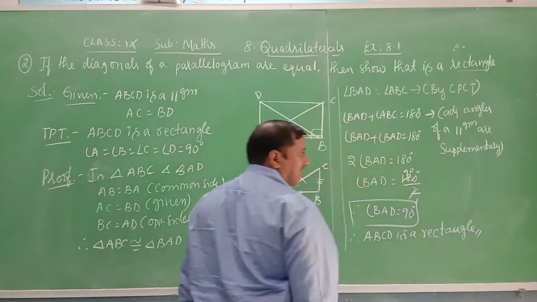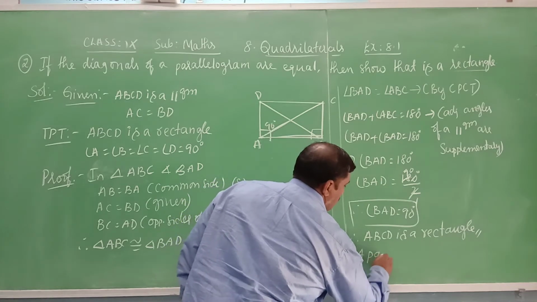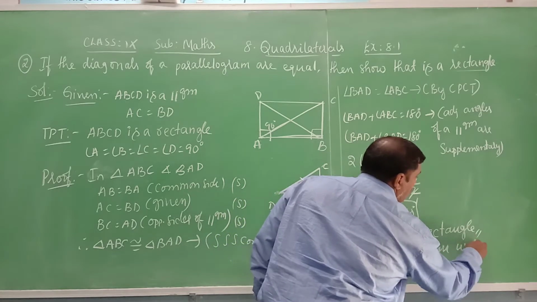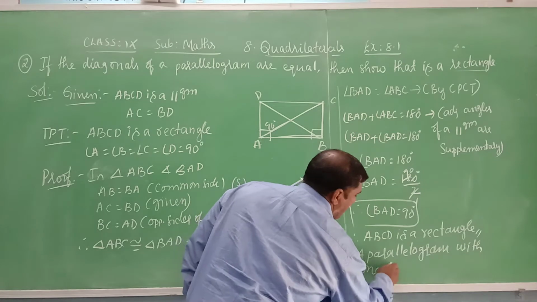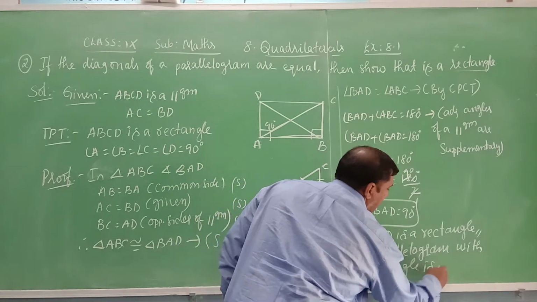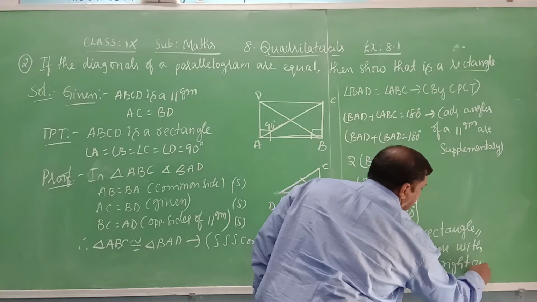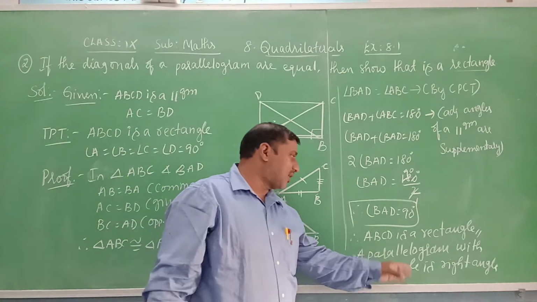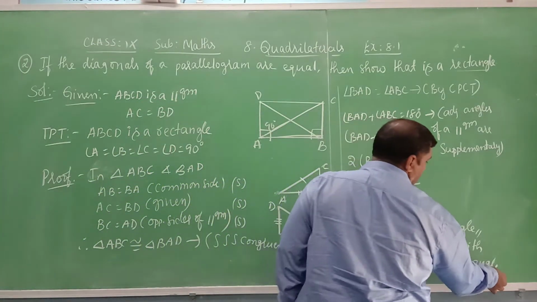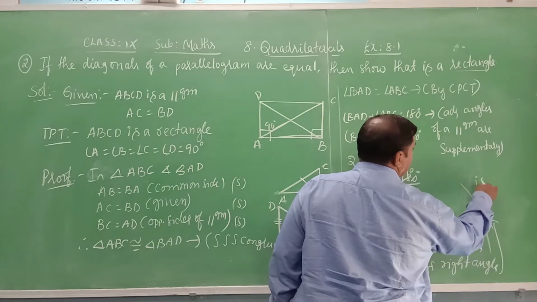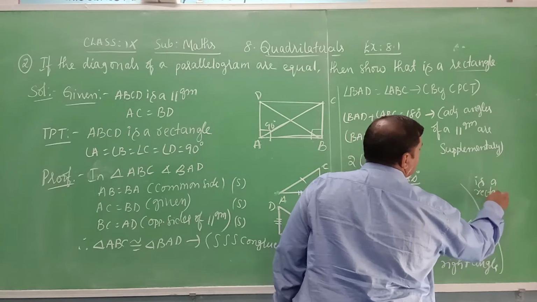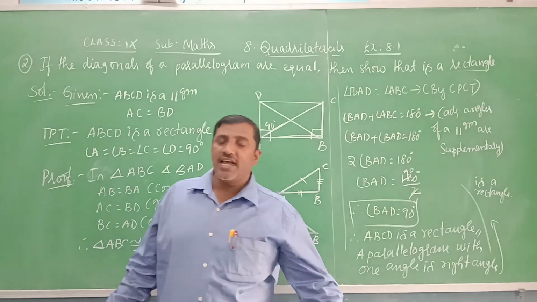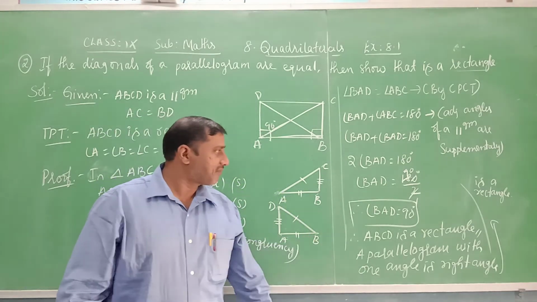What is the reason? A parallelogram with one angle a right angle. Why is it a rectangle? A parallelogram with one angle a right angle is a rectangle. So from the definition of a rectangle, or from the properties of a rectangle, we recognize and we can say that ABCD is a rectangle. Is it clear, children?